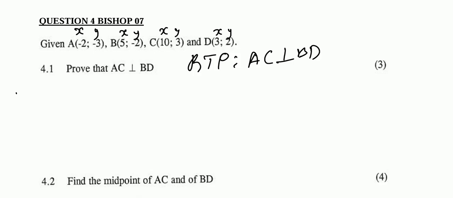So how will we do that? Remember, I said to prove that lines are perpendicular, the product of their gradients must be equal to what? -1. That's what analytical geometry says. Okay, let's look at AC first.